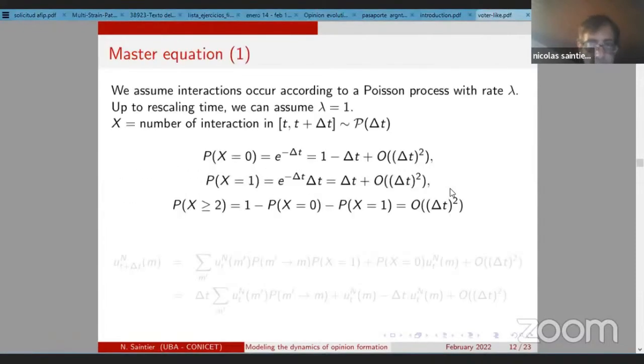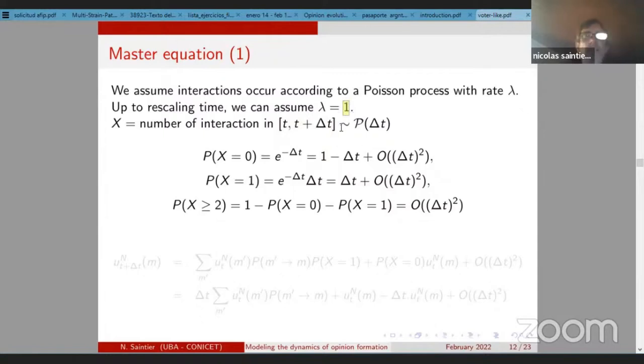Okay, so first, there is a technicality here. I need to say something about at which rate we pick at random two individuals to make them interact, okay? So the usual thing here is to use a Poisson process. This means that the number of interactions in a given time window of small length delta t is distributed following a Poisson distribution, okay? So the rate of the Poisson process just fixes the time scale, okay? So there is no loss of generality, really, to consider that the Poisson process has rate equal to one, okay?